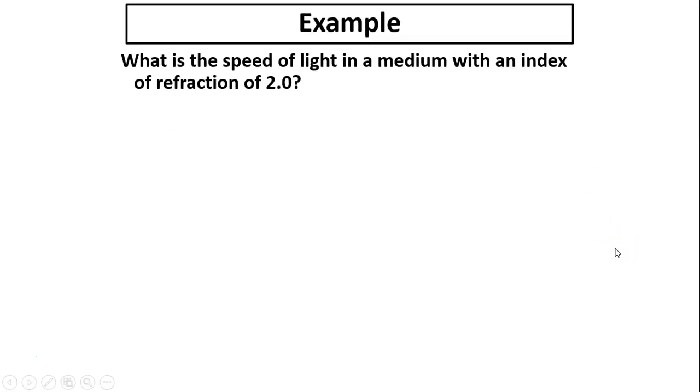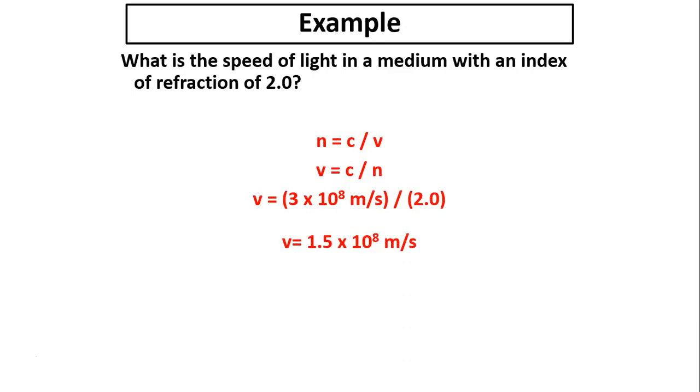Let's do a couple of examples. What is the speed of light in a medium with an index of refraction of 2? So n equals c over v, v equals c over n. So v equals 3 times 10 to the 8th divided by 2. You have 1.5 times 10 to the 8th meters per second.